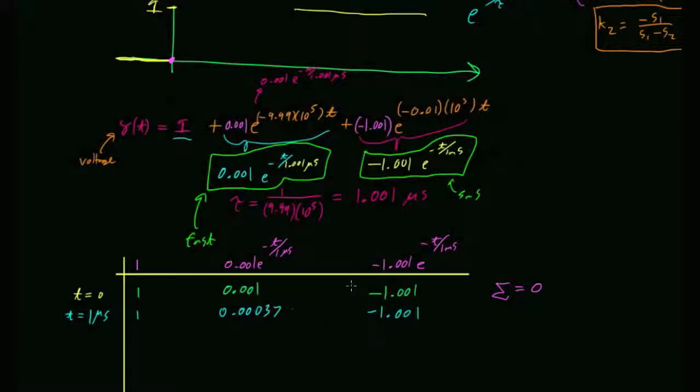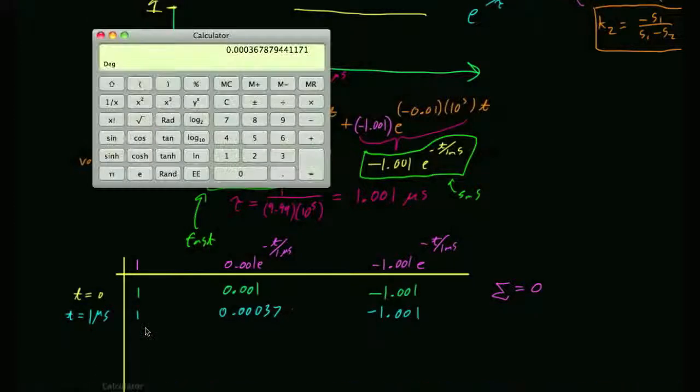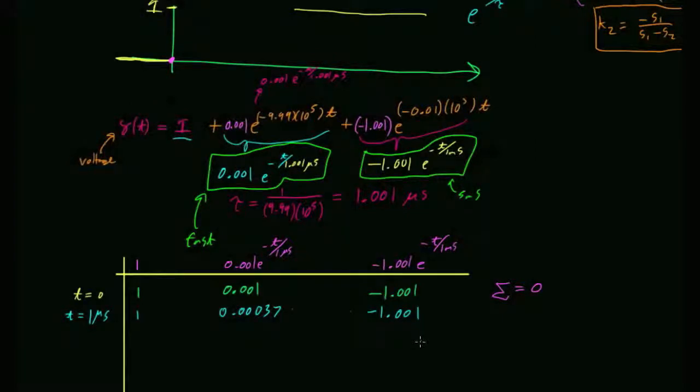Again, if you don't believe me, just go to your calculator, right? Minus 1.001 times e to the minus 1 microsecond divided by 1 millisecond. Oh, I forgot to put e to the minus. There we go. My calculator said 1.000. Let's not split hairs. But the point is that I want you to build intuition. This term is decaying away fast. In 1 microsecond, it lost 63% of its value.